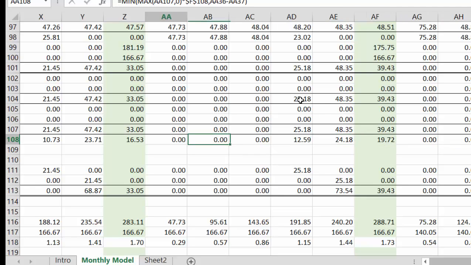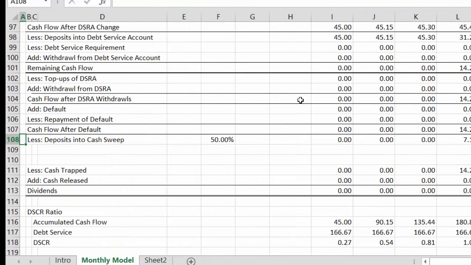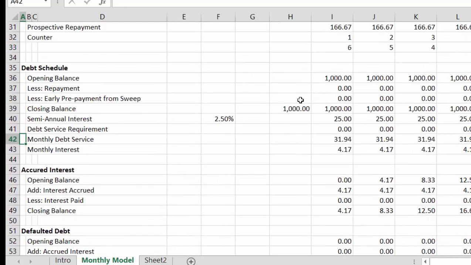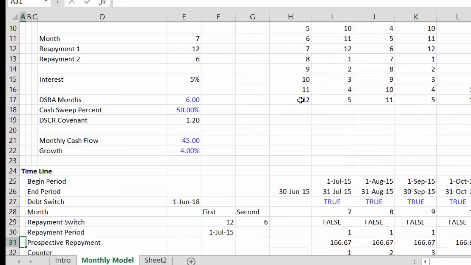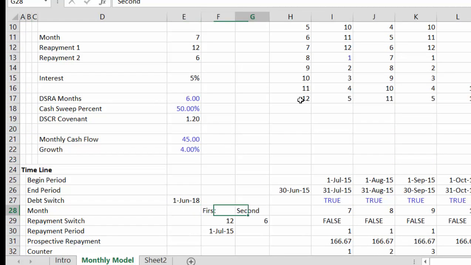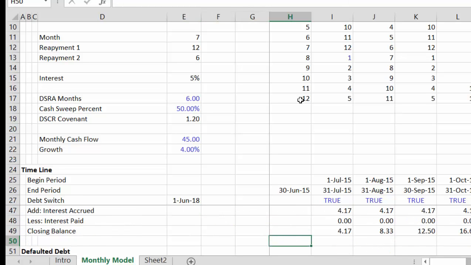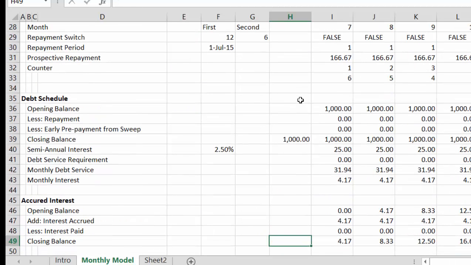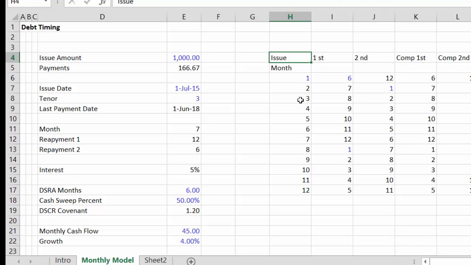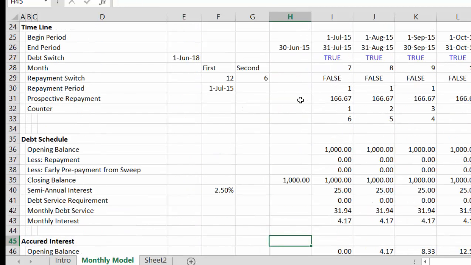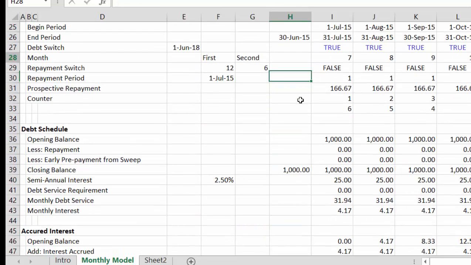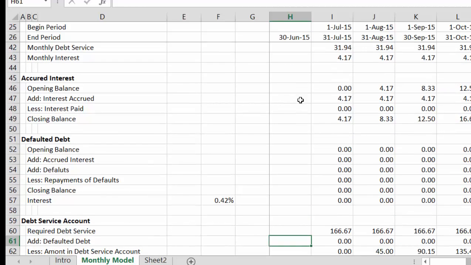I need to freeze the panes again. Okay, that was horrible, wasn't it? Alt W F F. Whoops, that was Alt W F F F. So let's freeze it by going up here. Alt W F F. Oh, freezing the panes.